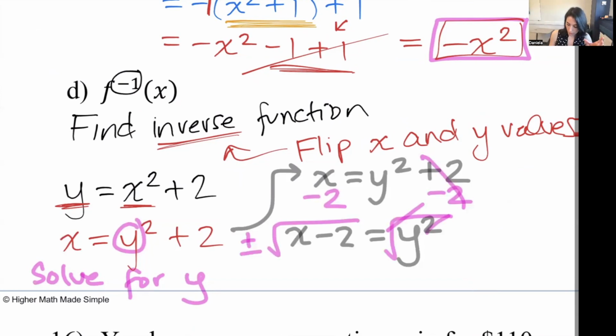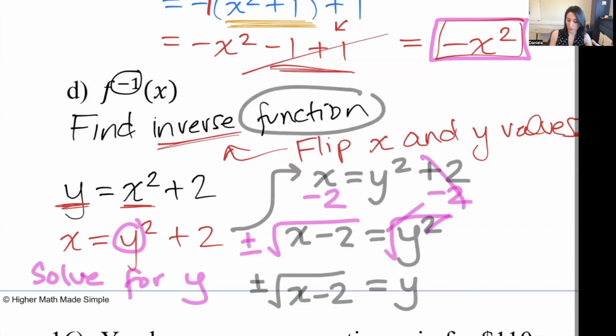So the question is, is your answer going to be plus or minus the square root of x - 2? The answer is no. If you were to graph that, it wouldn't be a function, because remember, the definition of a function on the graph is it has to pass the vertical line test. If you were to graph this, this would be a parabola or a U-shape drawn sideways.